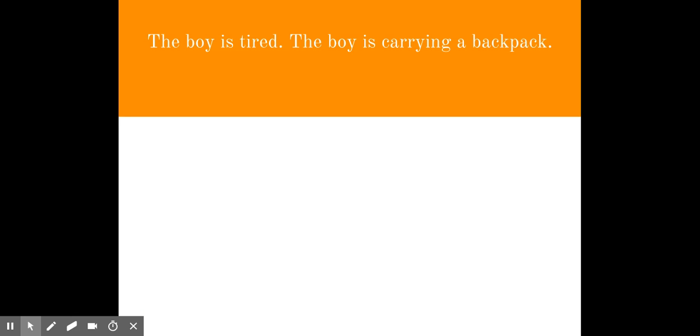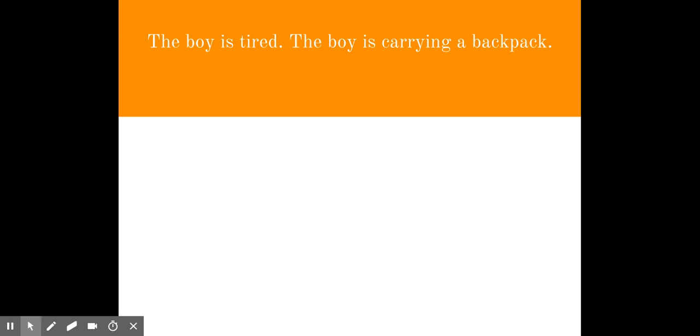Okay. Let's try it on a sentence. The boy is tired. The boy is carrying a backpack. Right? If you read a whole book like this, it'd get really boring really fast. The boy is tired. The boy is carrying a backpack. The boy walks to school. The boy meets his friend, right?